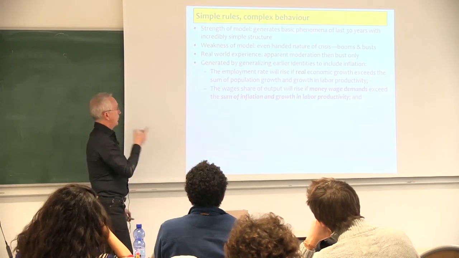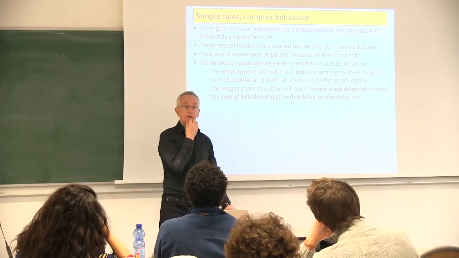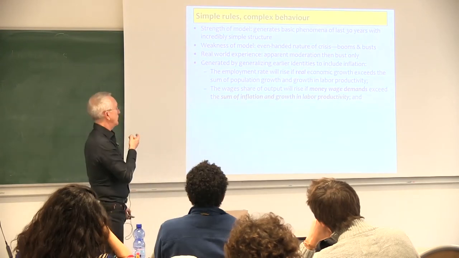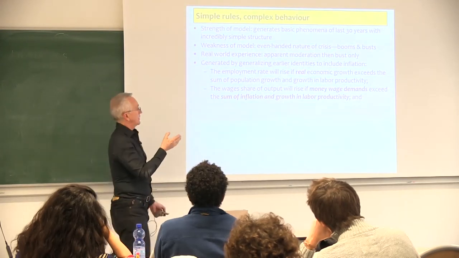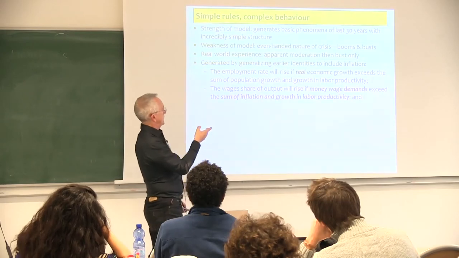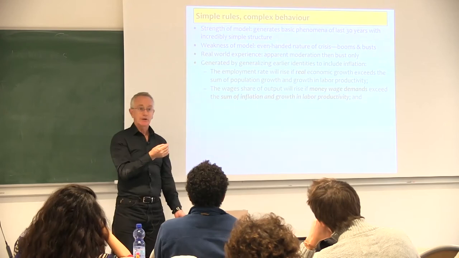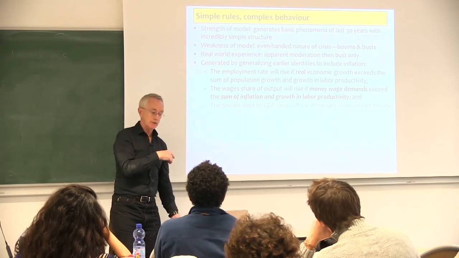But when you look at the nominal wages now, then you have money wage demands, not real wage demands anymore, which is more realistic. And that's going to be the wages share of output will rise if money wage demands exceed the sum of inflation and growth in labour productivity. So you've got to include inflation inside there.